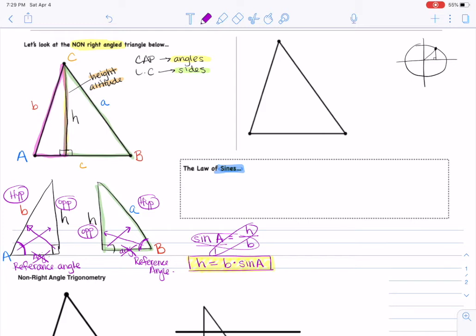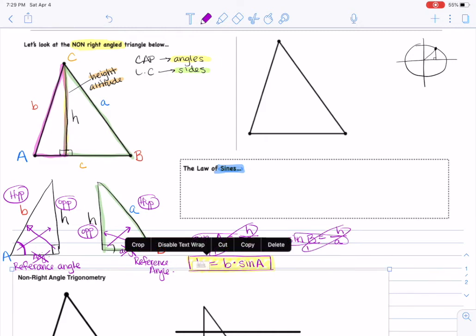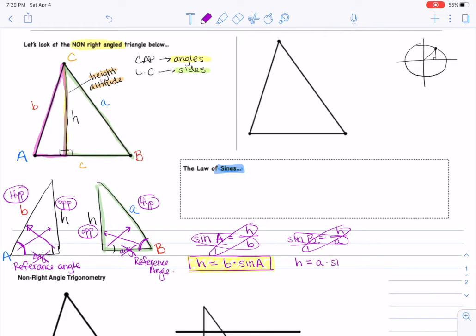So we can also say sine of capital B is opposite over hypotenuse. And again, if we cross multiply, that would give us H is also equal to lowercase a times sine B. Okay, so we have some interesting relationships here.